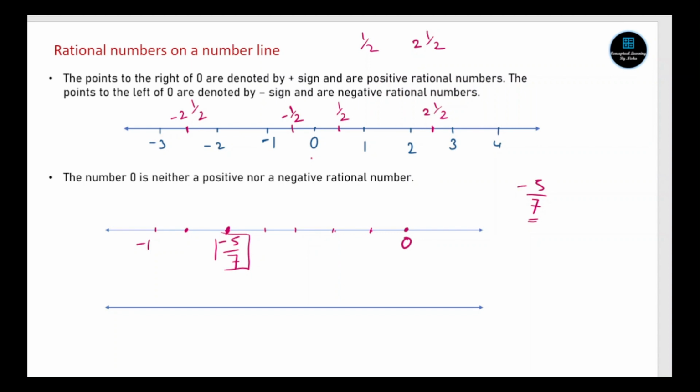Let's do one more. If I want to represent minus 3 upon 4, what do we have to do? That comes between 0 and minus 1 again. Put 4 equal parts and take the third part out of it, right? So this is nothing but minus 3 upon 4. Representation of rational numbers on the number line is very important. Practice it.